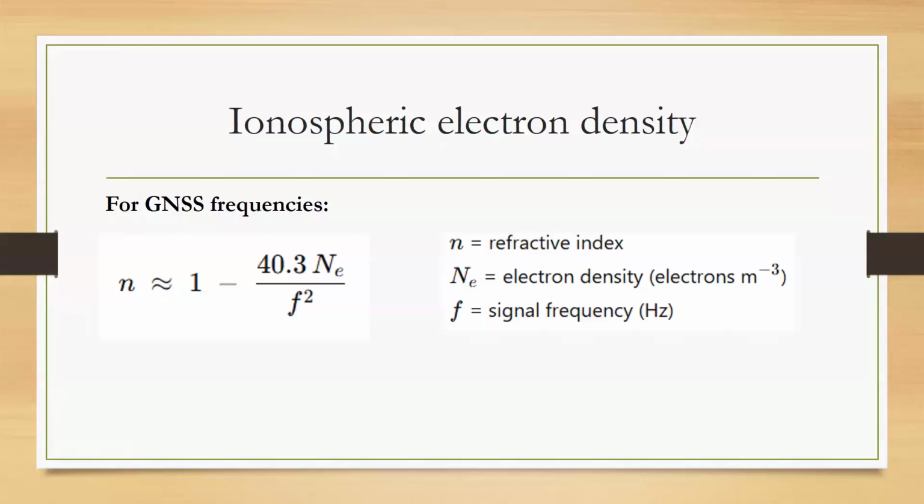Why do you measure the electron density only for the ionosphere? Why not the exosphere or the mesosphere?